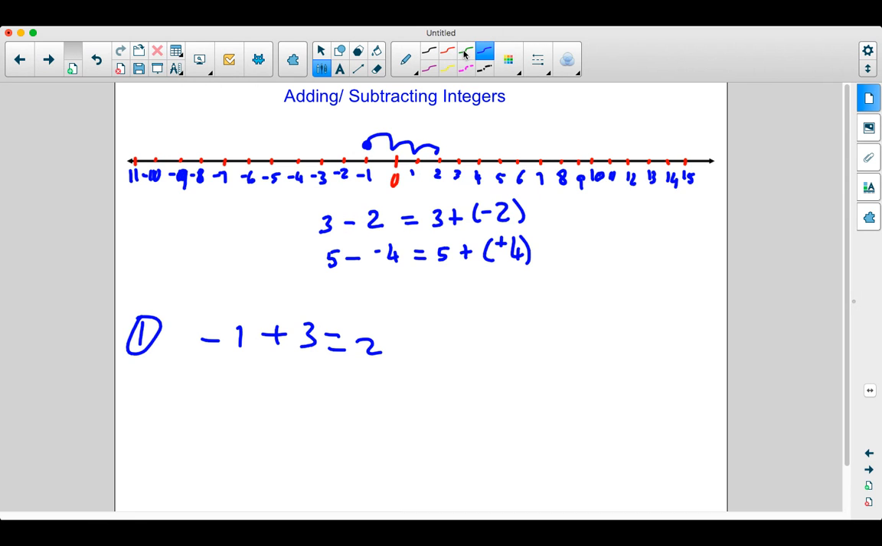Now, let's do another one. If I'm asked to do negative 8 minus 2, okay. What this means is that I'm starting at negative 8, and I'm going 2 in the negative direction. So from here, I'm going to go 1, 2 in the negative direction. I'll find myself at negative 10.